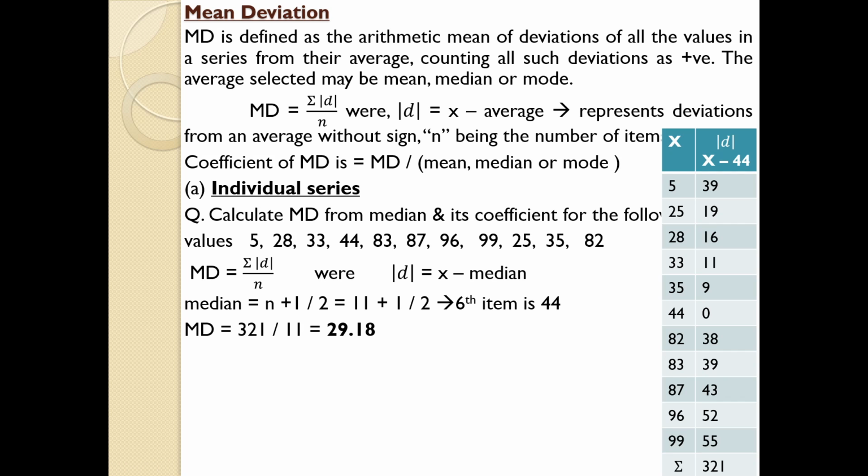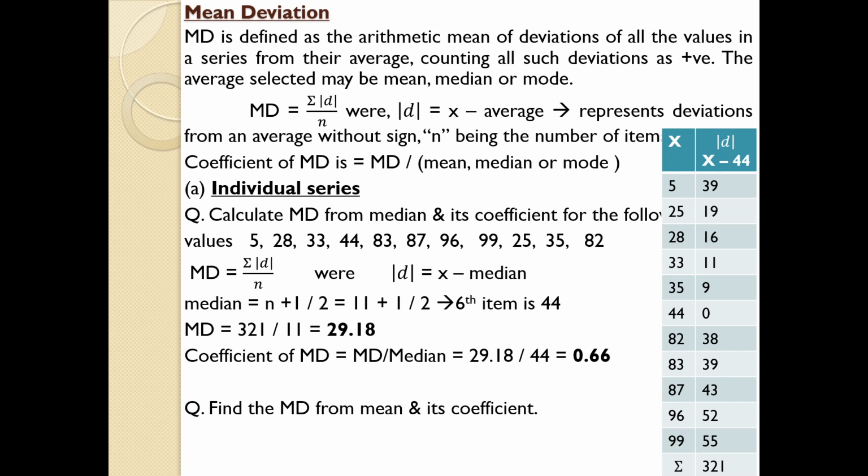And in the question it is also asked to find the coefficient of mean deviation. The coefficient of mean deviation is mean deviation divided by the average used. In this question we were using median, so you have to use the equation mean deviation by median. The mean deviation we already found is 29.18, divided by 44, you will get 0.66. This is how you need to find the mean deviation as well as the coefficient of mean deviation in case of an individual series.